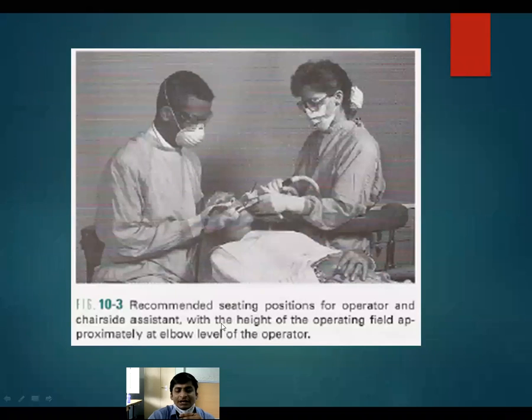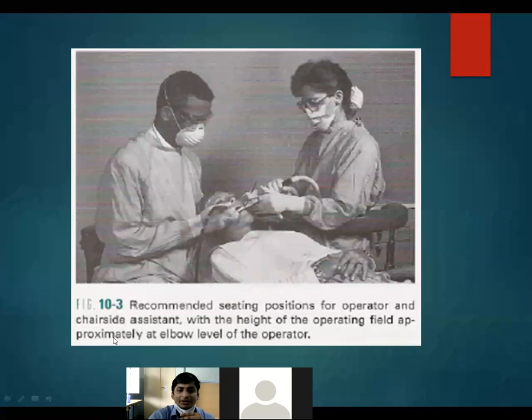Here you can see the recommended sitting position for the operator and chairside assistant, with the height of the operating field approximately at the elbow level of the operator. Here the operator is performing, and the height of the elbow and the operating field are at the same level. The operator is sitting at the 11 o'clock position with a straight back. At the 3 o'clock position, the assistant is sitting, maintaining a proper distance from the operator.